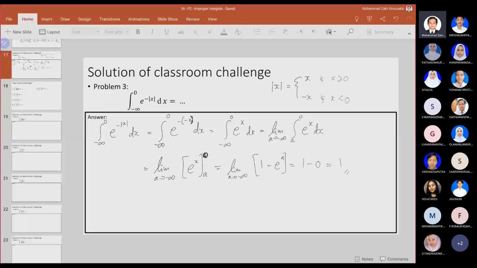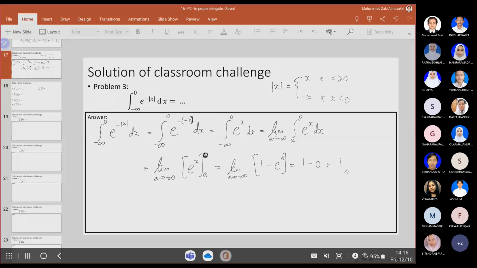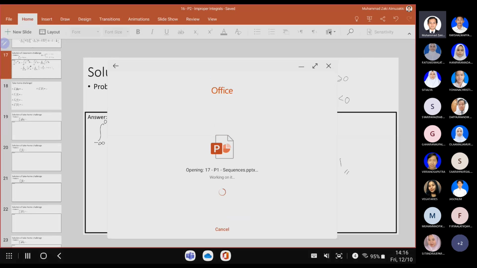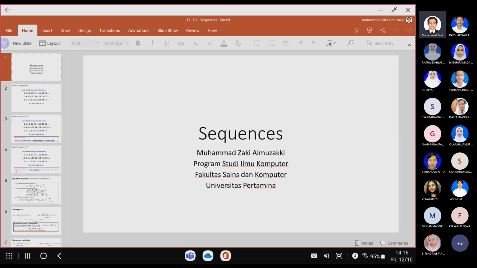Now let's go to the next material. For this afternoon session, we will learn about sequence and series. Ya. Jadi di sesi sore ini kita akan mempelajari tentang barisan dan deret.